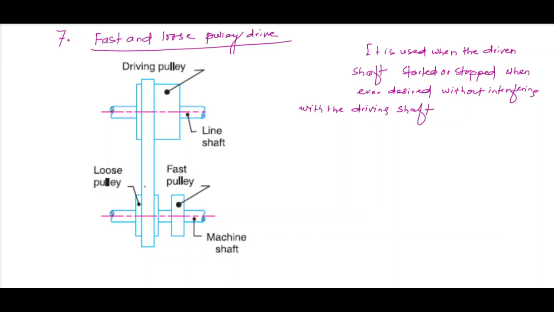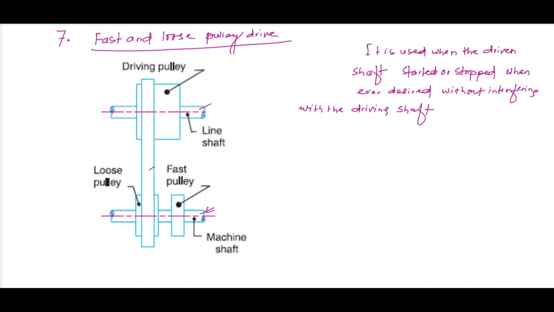shaft. Okay, but when you don't need it, we can shift this pulley. So this belt will be loosened enough and there won't be any power transmission anymore from the driving end to the driven end. So in that way you are not disturbing this driving shaft, but you are cutting off this driven shaft from the main power source as and when required. So for this reason you can use this fast and loose pulley.